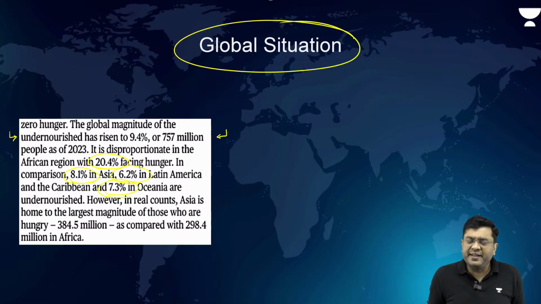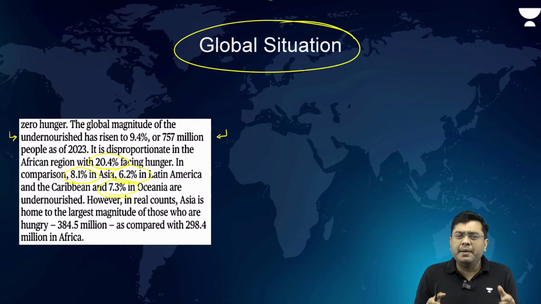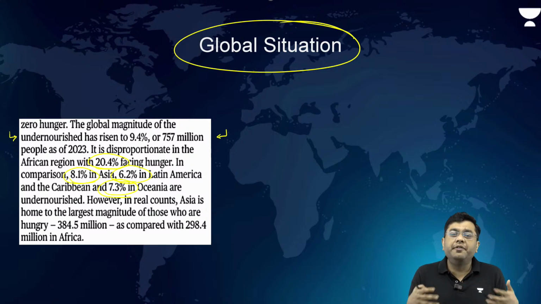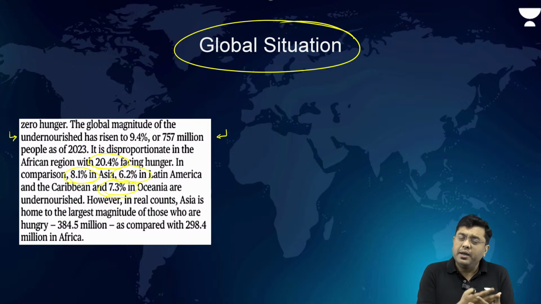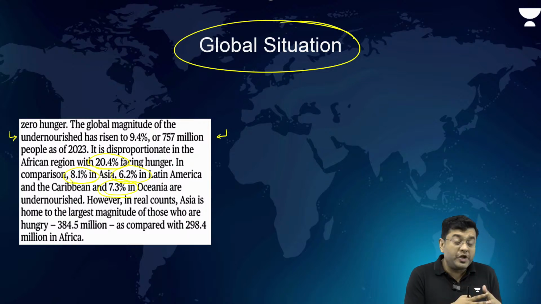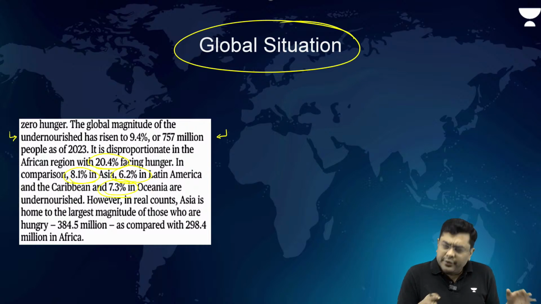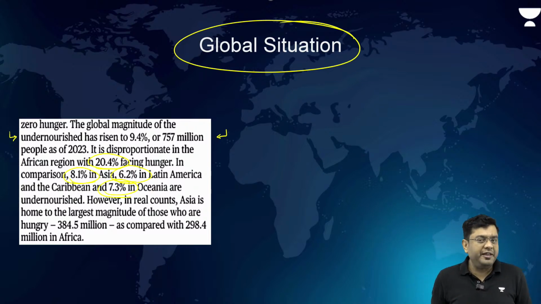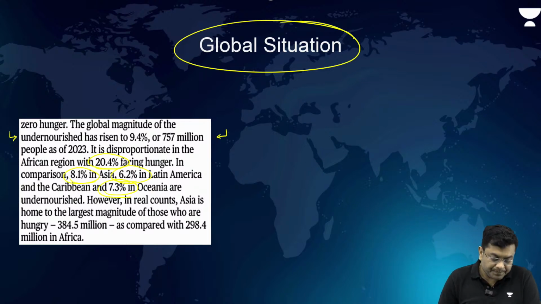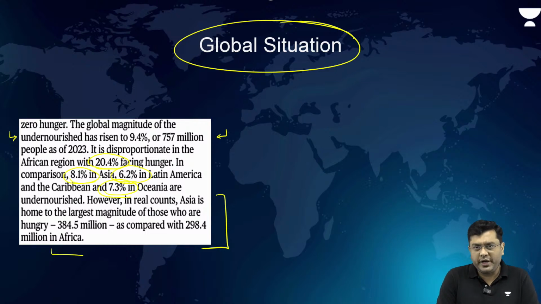But in the present day context, the absolute maximum number is something that you observe in Asia. In Asia, the maximum number of undernourished population is amongst the highest. So in our country, we face the problem of the same magnitude. Right? Asia is the home to the largest number of undernourished population.